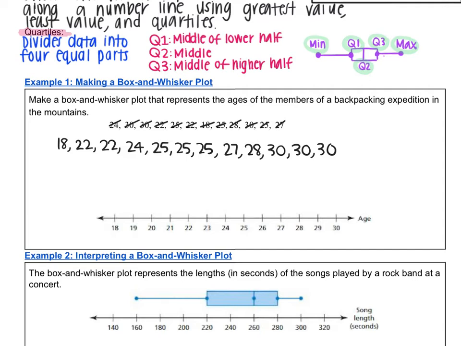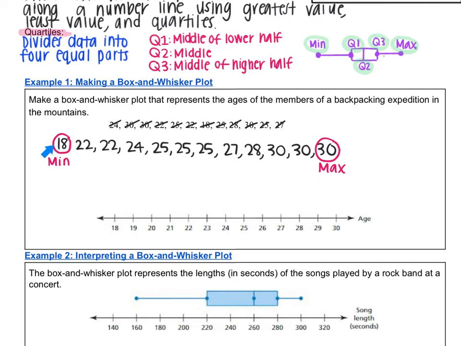Now I'm going to circle different parts that we're going to use here. The first thing I'm going to circle is the lowest value, and I'm going to label it min for minimum. And then I'm going to circle the highest value, and I'm going to label it max for maximum. Those should be the easiest two to find, the minimum and the maximum. Now I'm going to find the middle.